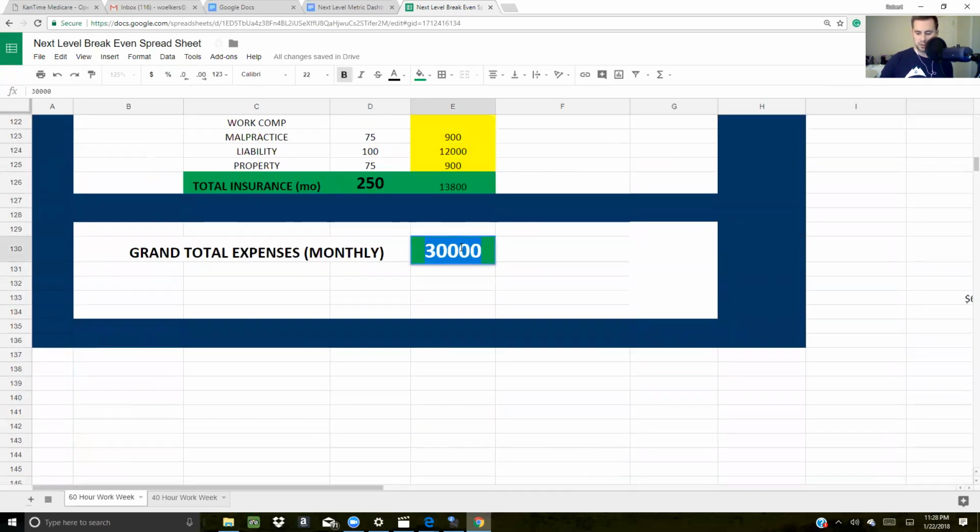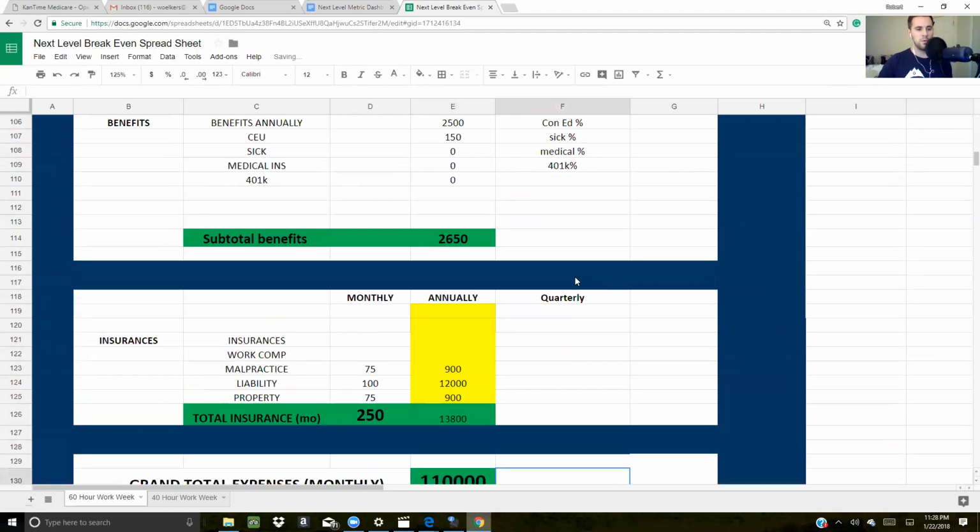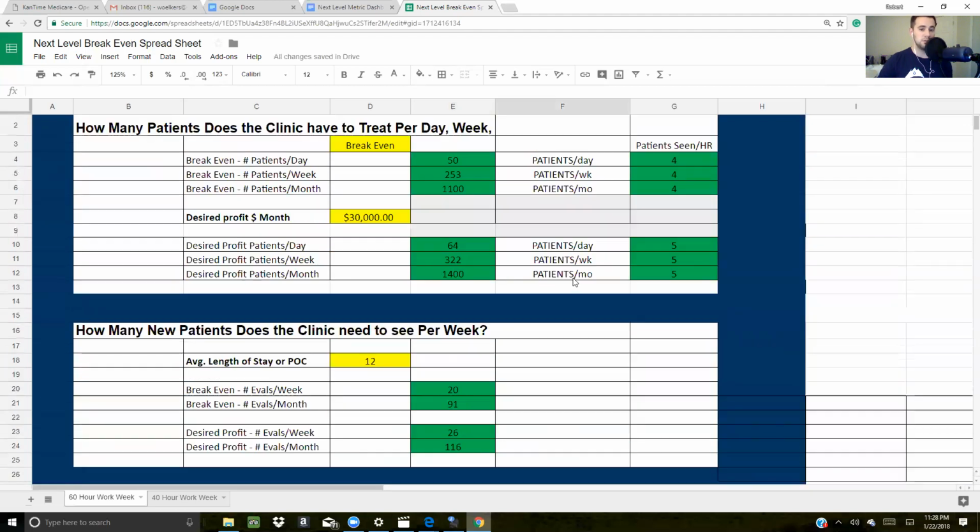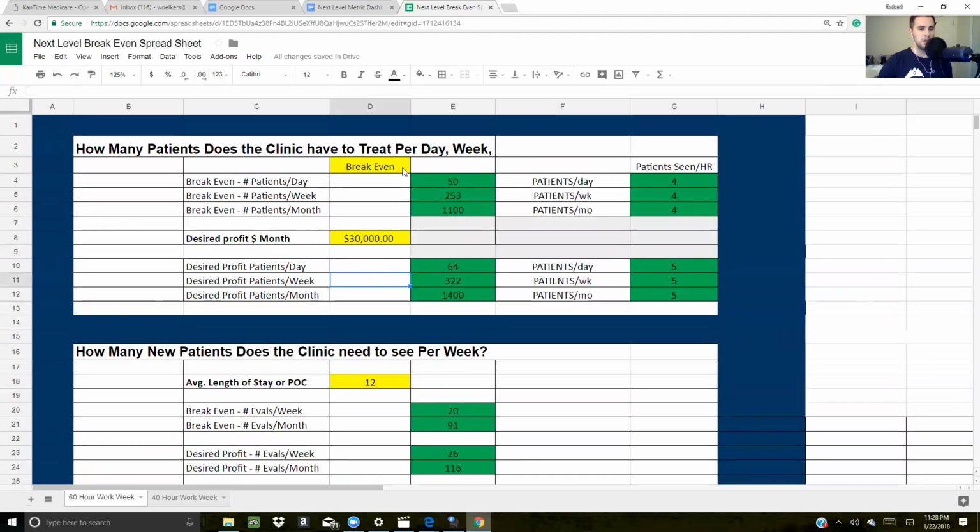Now, I understand that some of you guys here, if we come all the way down to this magic number here, are averaging like 110,000 in payroll and gross expenses, which is common across PT world. Now we got different numbers here. If you want to make a 30K profit, you got to see 50 visits a day, 253 a week, 1,100 patients per month. Then for 30K profit, 64, 322, and 1,400.